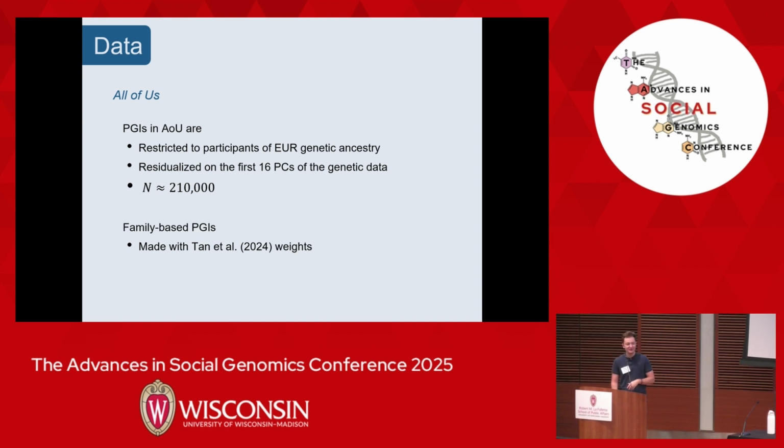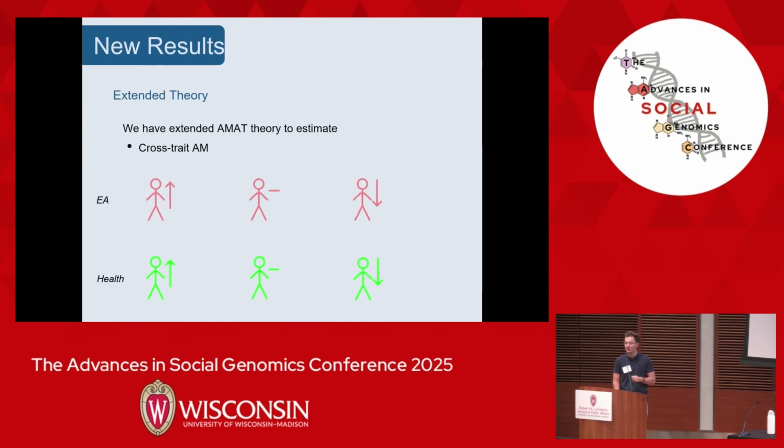We actually increased the sample size recently, so we made use of that. And we only apply family-based PGIs in All of Us due to data use restrictions, and those are based on the same Tan et al. weights. All right, so let's talk about what we have changed since last time.